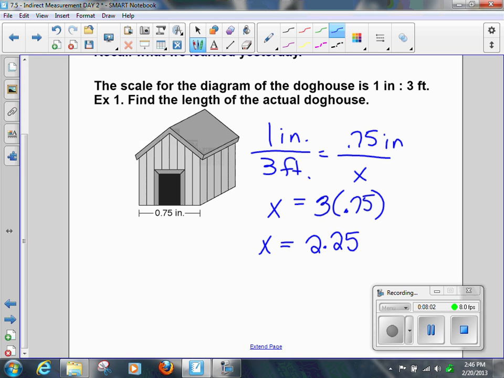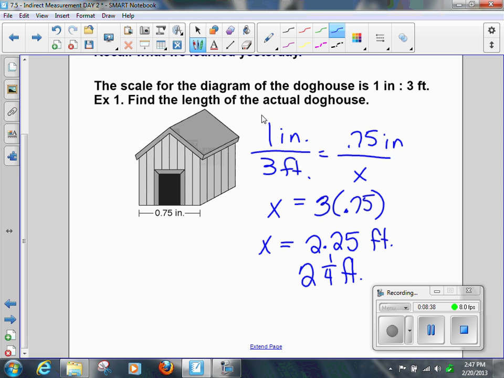2.25 what? Why is it feet? Because it's what we're looking for. That is correct. Now I want you to think about this. If it's 2.25 feet, have you ever seen a ruler or tape measure that literally measures 0.25 feet? It's actually 2 1/4 feet, isn't it? Which is, how much is 1/4 of a foot?